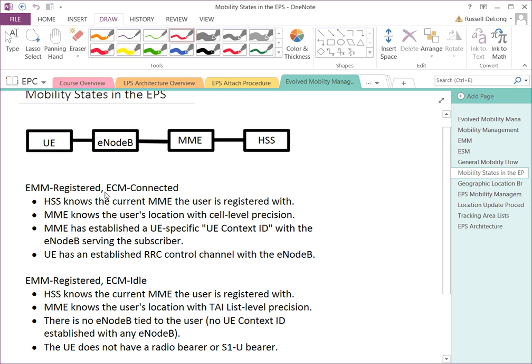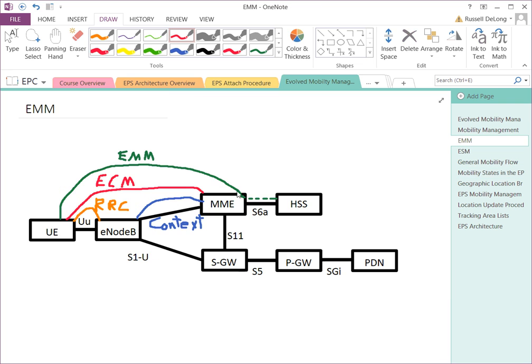You have to remember, if he's ECM connected, that means he has a radio resource control channel to a specific eNodeB, a specific cell, and the MME has a specific connection towards the eNodeB just for that user. So the MME can tie that user to a specific cell if he's ECM connected. I mentioned these other two already: the MME has established a UE context with the eNodeB, and the UE has an established RRC connection towards the eNodeB. All of these connections exist if the UE is ECM connected.